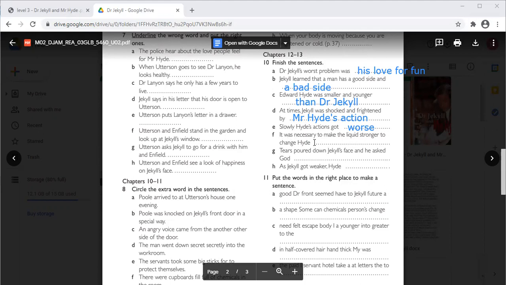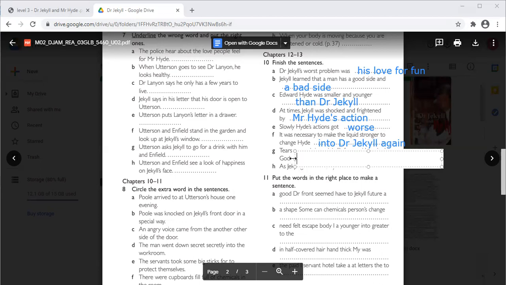We're going to change Hyde into what? Yes, Dr. Jekyll. Again, this is the problem Dr. Jekyll had to face at the end, that no matter how much he tries, Mr. Hyde used to come back and take over his body even without the chemical. Now he needed the chemical to switch back to being Dr. Jekyll instead. Tears poured down Jekyll's face and he asked God what?